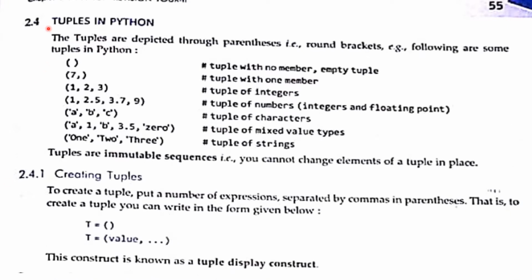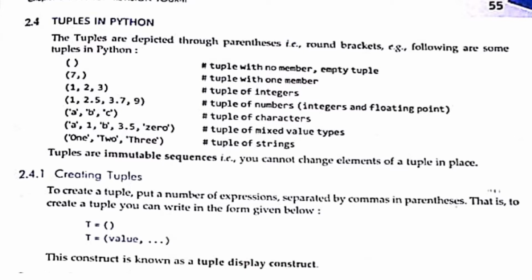A tuple contains a group of elements which can be of different types, same as we have seen in the list. So it is similar to a list, but tuples are read-only, which means we cannot modify its elements. Then tuples are represented using parentheses.